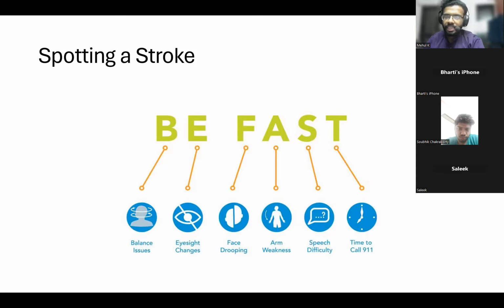So the FAST thing has been expanded to BE-FAST. This is not for doctors. This is even for lay people to spot a stroke and call an ambulance and get to the hospital right away.